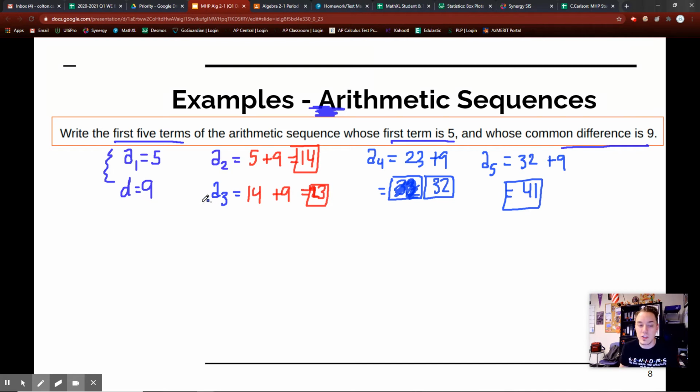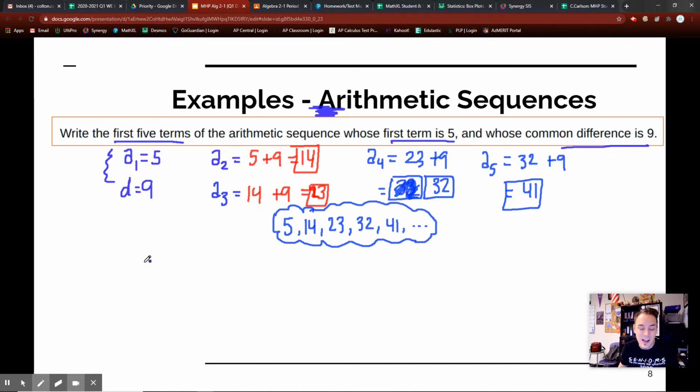What did I just do? I'm going to put it in a string for you. My first term is 5. What's my second term? 14. My third term, 23. My fourth term is 32. And then my fifth term is 41. Can this go on forever? Absolutely. So this right here is what my sequence is.